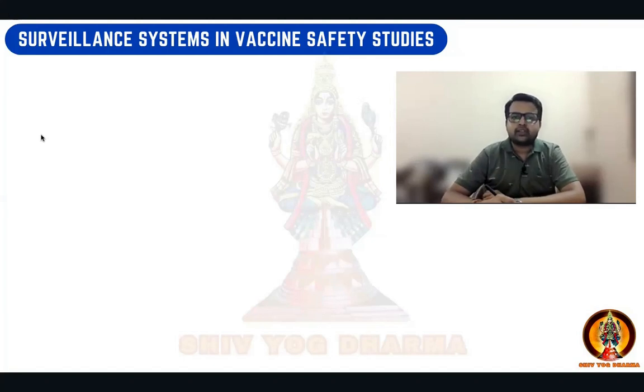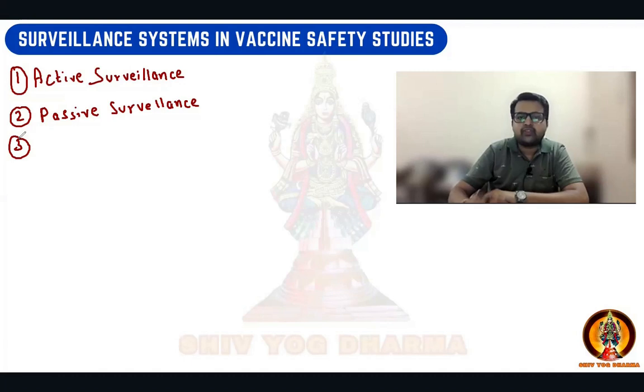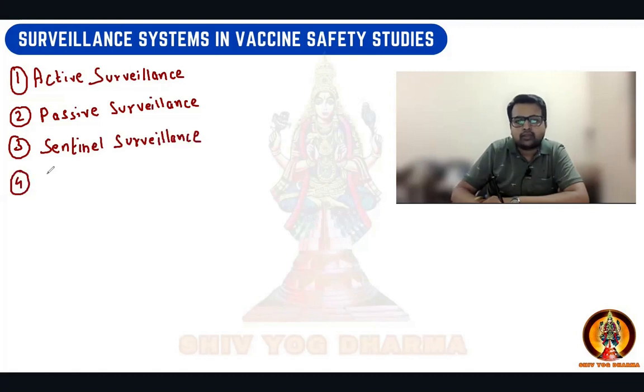Surveillance systems in vaccine safety studies. If I talk about vaccine safety studies, there are different surveillance systems that we use. The first one is active surveillance. Then we have passive surveillance. Then we have sentinel surveillance. And then finally we have enhanced surveillance.